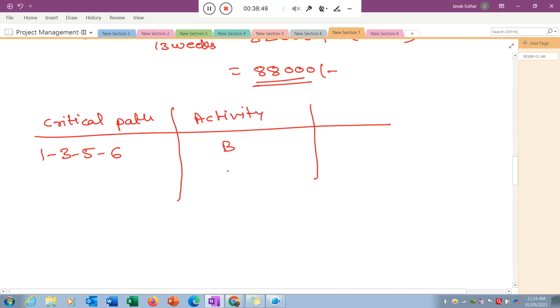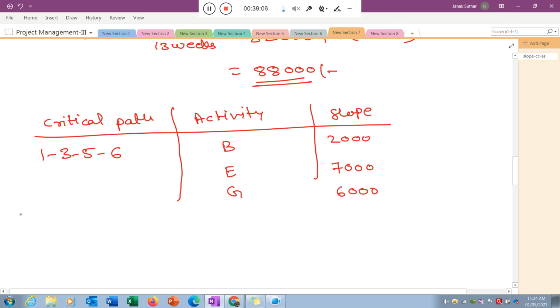B, E and G. And what are the slopes? We already calculated: the slope for activity B is 2000, activity E is equal to 7000, and activity G is equal to 6000.